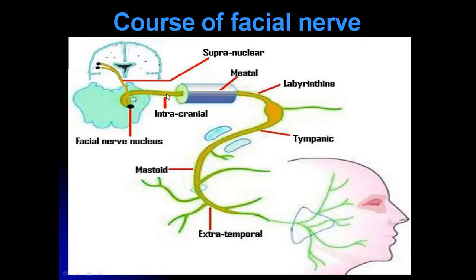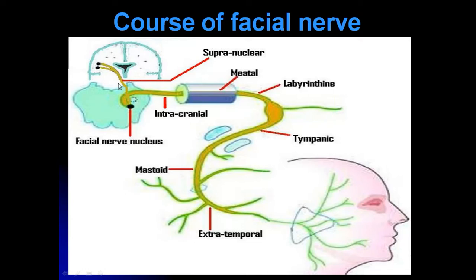So the cisternal part is in the cerebellopontine angle system. As you know, supranuclear fibers are crossed. At the level of the nucleus and from there to the lower level is lower motor neuron disease. So you should have a basic idea about the facial nerve nucleus, which has got the upper part and the lower part.